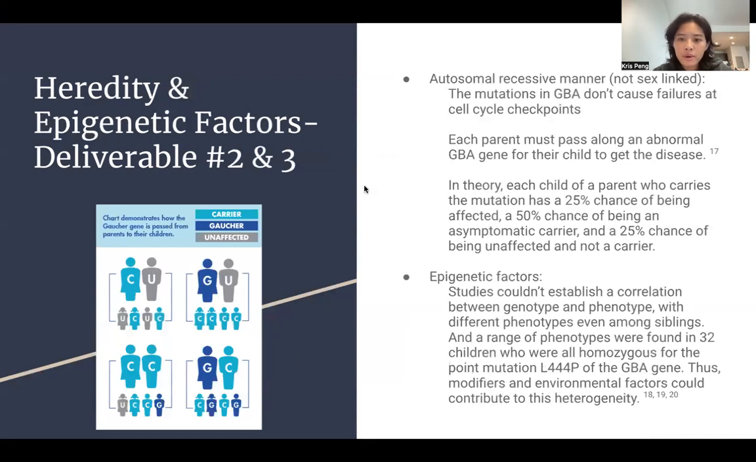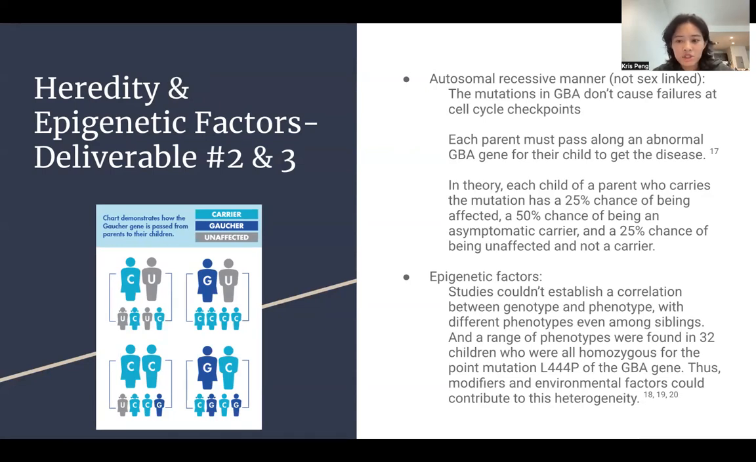So it is heritable in an autosomal recessive manner, so it's not sex-linked. The mutations in GBA do not cause failures at cell cycle checkpoints. Each parent must pass along an abnormal GBA gene for their child to get the disease. In theory, each child of a parent who carries the mutation has a 25% chance of being affected, a 50% chance of being a symptomatic carrier, and a 25% chance of being unaffected and not a carrier.